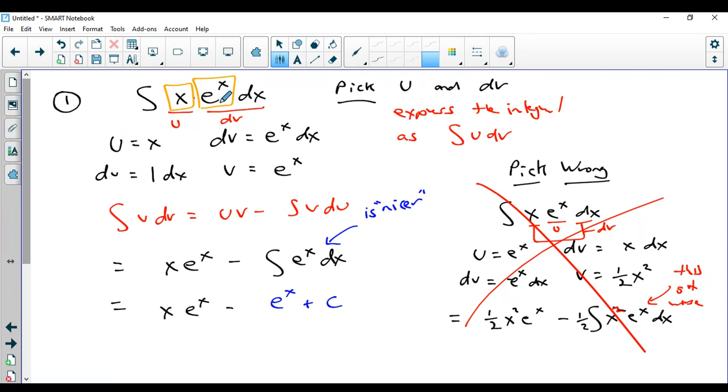And so what we will have to do over the next 10 days basically is to give you different types of structures or integrands, and then for you to decide how am I going to pick my u and my dv so that I can evaluate this indefinite integral? Okay? All right, so that's that.